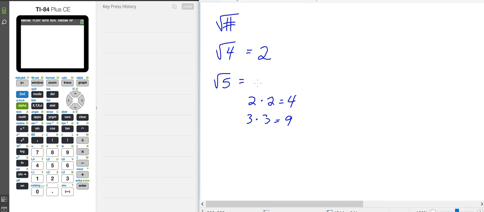Therefore, the square root of 5 is just the square root of 5, and we can't simplify it. It's not a perfect square. 4 is a perfect square because we can find a number that when we multiply it by itself, we get what's inside the square root, but 5 is not a perfect square.